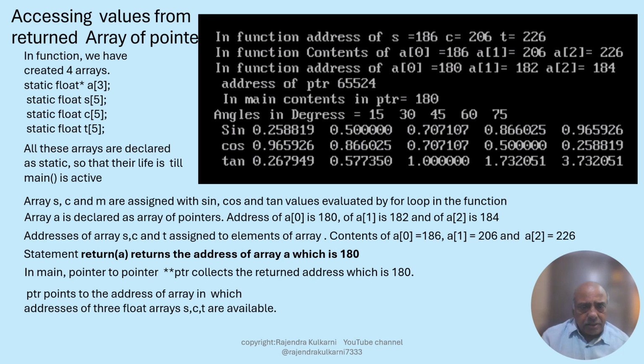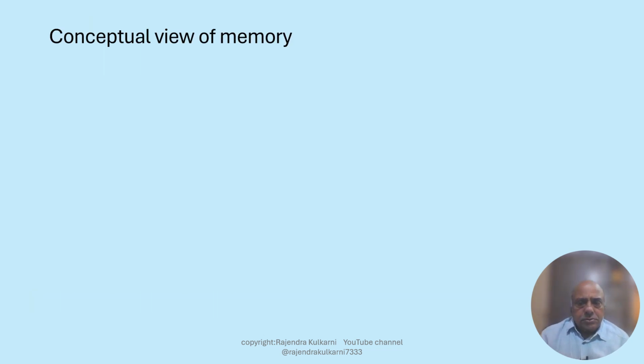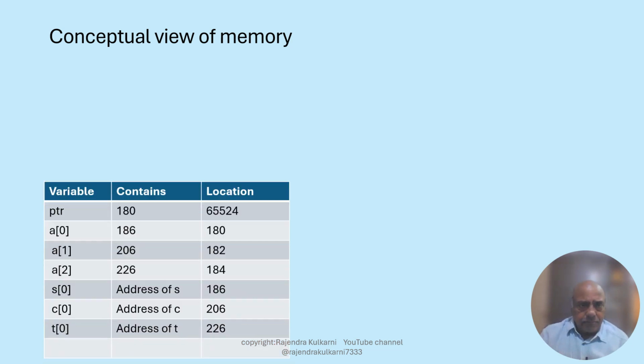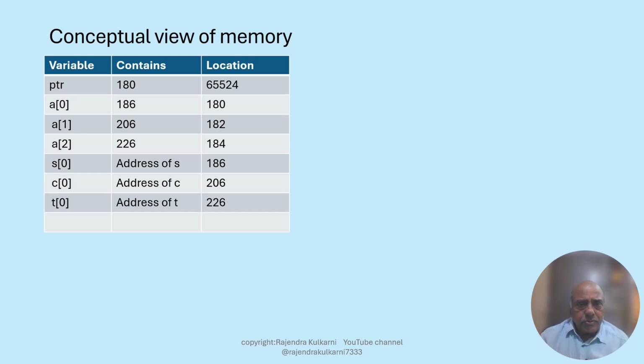ptr points to the address of the array in which the addresses of the three float arrays S, C and T are available. Now let us see how all these arrays S, C and T and array A are stored in the memory. This is the conceptual view.